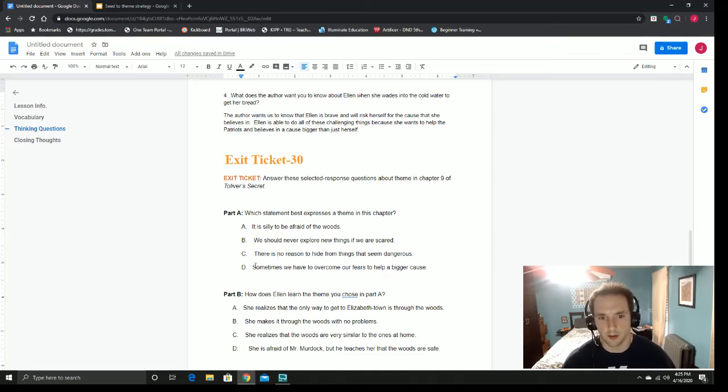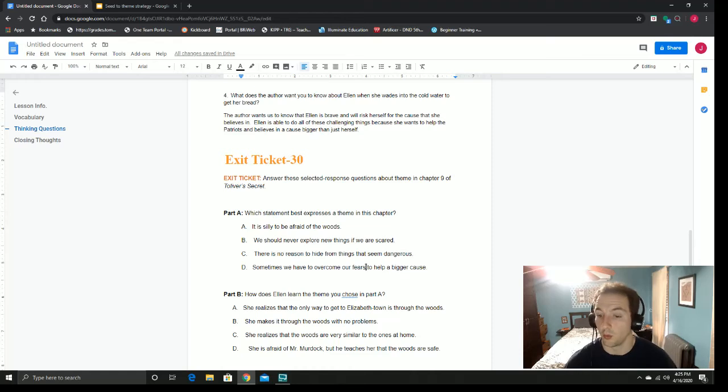And so I think when we look at this last one, sometimes we have to overcome our fears to help a bigger cause. This is really, really clear that this is what the author is showing. All throughout the chapter, she is overcoming her fears. She was afraid of the woods, and she goes through it. She was afraid of meeting this new man and getting help from him, but she did it anyway.